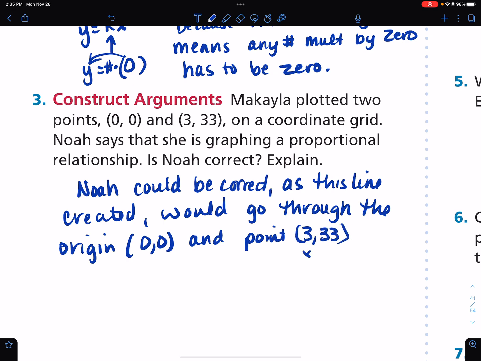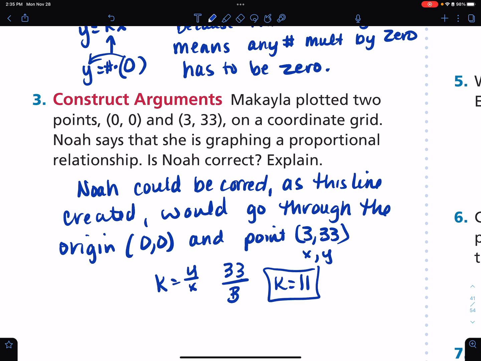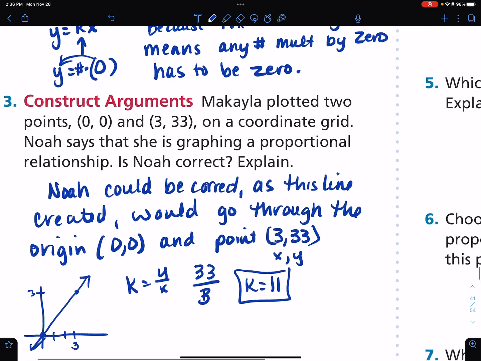Since I know, which is x, y, since I know k equals y divided by x, I can substitute the 33 in for y and the 3 in for x. And so then I will get k equals 11. So if Michaela plots 2 points, I'm going to do a very bad job of it, but 0, 0 and 1, 2, 3, and we'll say this is 33. The line that would be created by those 2 points would be proportional. So, correct.